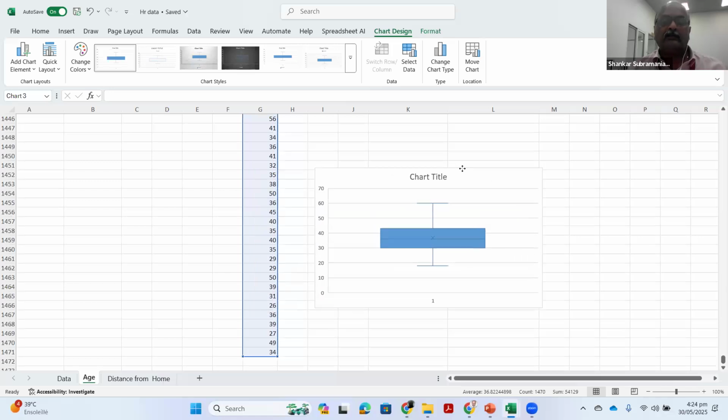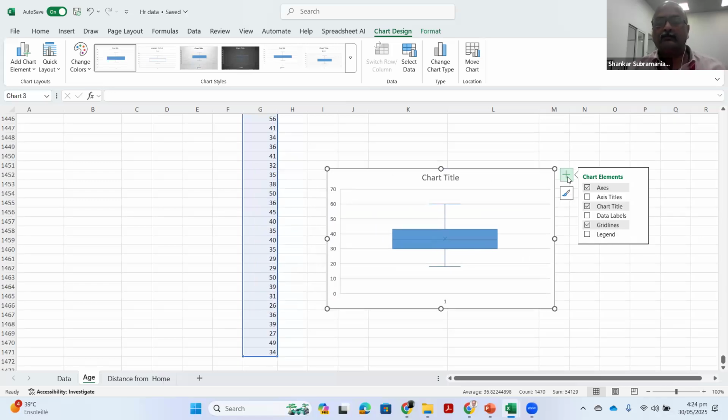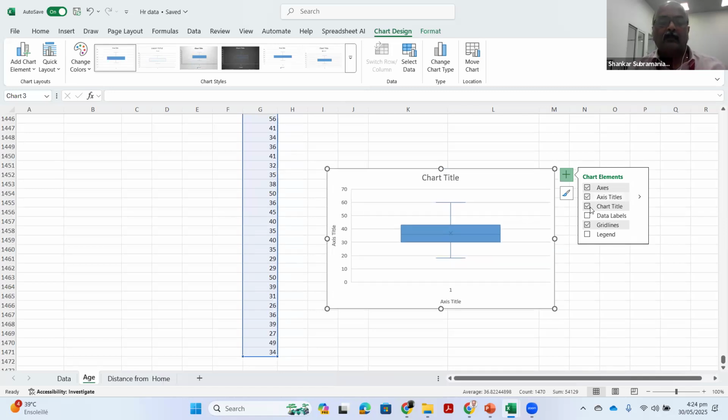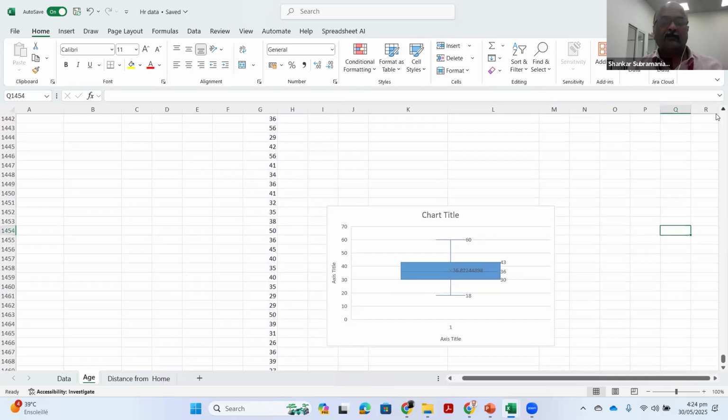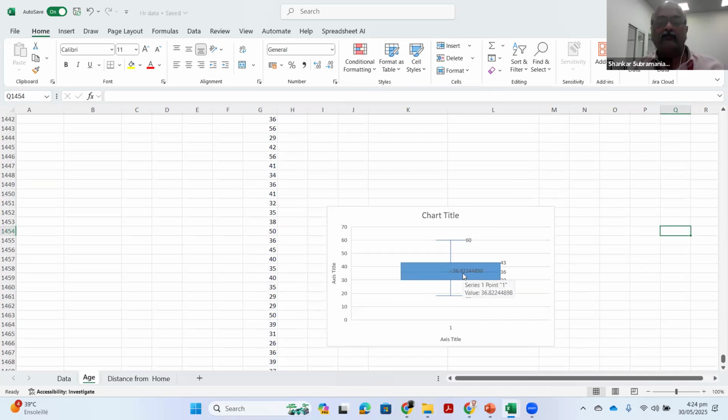Okay, and then I need to label it. So I would like to know exactly what the things showing there are, the data labels. So this is the mean, right? Which is the same value as what we had. You remember this value, 36.8224. Most of this is lying between 30 and 43, whereas these 60 and 18 are outliers. There are very few people there, but you can remove them. And if you're forming some policies, you're going to focus on this.